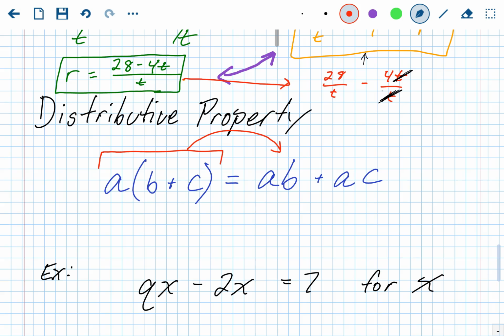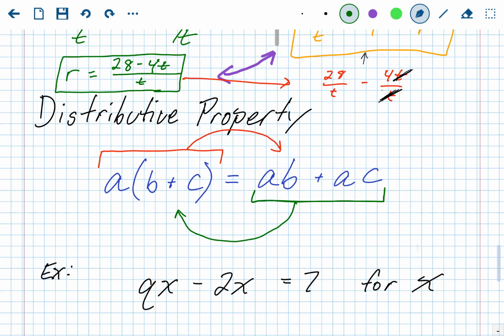However, the distributive property works the other way too. We could go from something like AB plus AC and go backwards. Notice that we're taking out the A value. If you're in this form and both terms have an A value, you can pull it out to the front, and whatever's left over stays in parentheses. So we're going to use that property in the opposite way that we normally would.